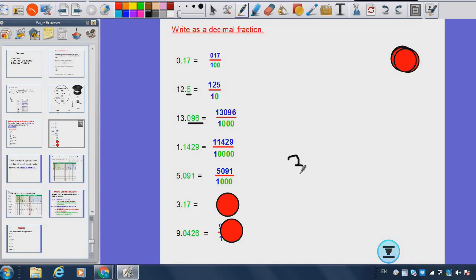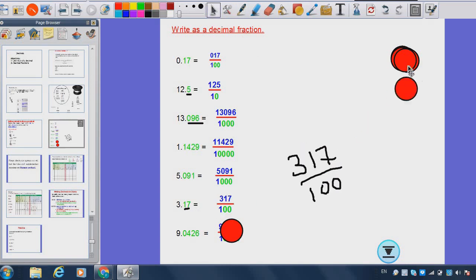3.17. So I will remove the decimal point: 317 over 1. I have 2 digits after the decimal point, so I will put 2 zeros. So it will be 317 over 100.